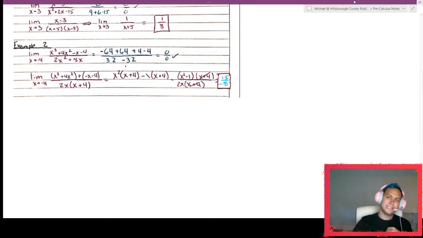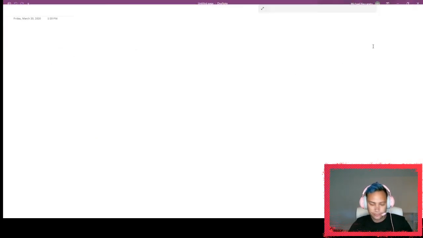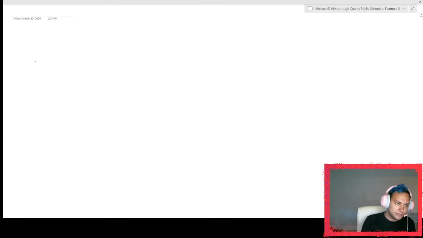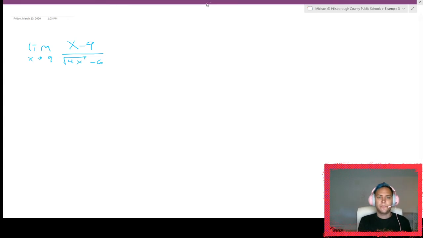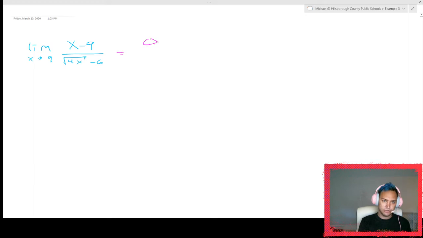All right, one last example. We're going to look at a rationalizing example. So example 3. Example 3 says find the limit as x is approaching 9 of x minus 9 over the square root of 4x, with a minus 6 outside the square root. Okay, so again, let's just go ahead and test our direct substitution, see if it works. Well, 9 minus 9 equals 0. Here, 4 times 9 is 36, and the square root of 36 is 6. 6 minus 6 is 0, so it is an indeterminate form.